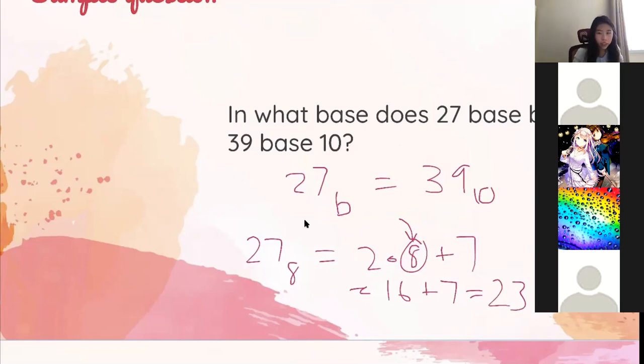Okay, let me go over it now. So 27 base b, right? What we saw when b was 8 was we did 2 times 8 plus 7. Generally, when you're converting from any base, 27 base b, to base 10, you would do 2 times b to the 1 plus 7 times b to the 0.